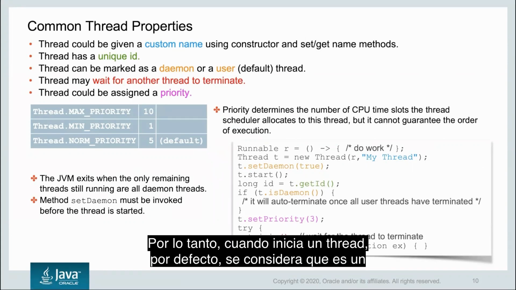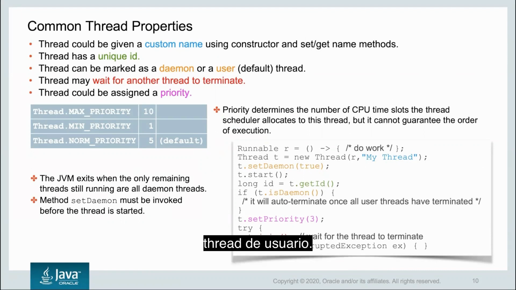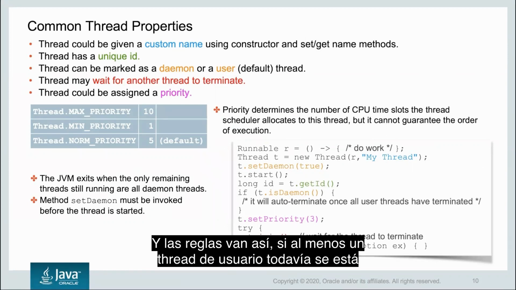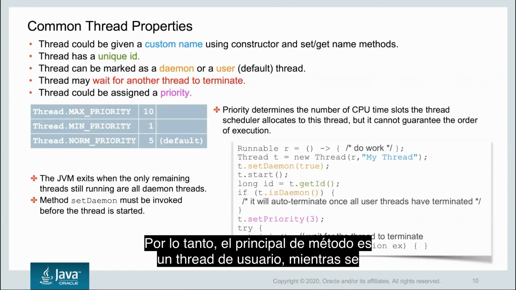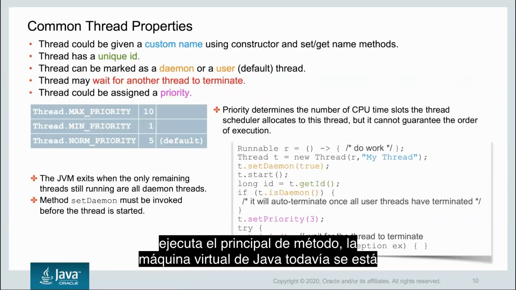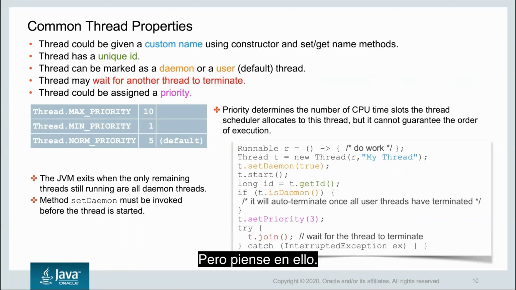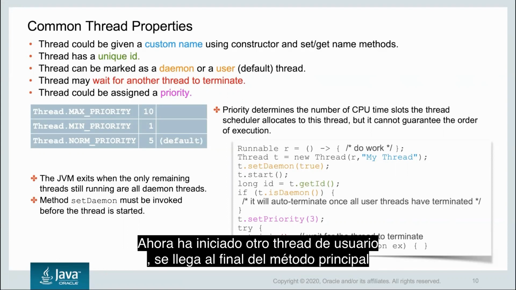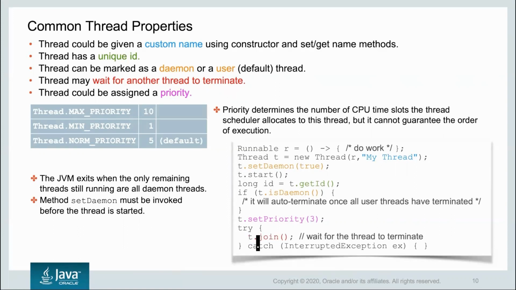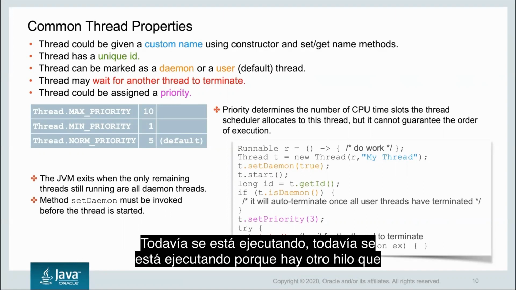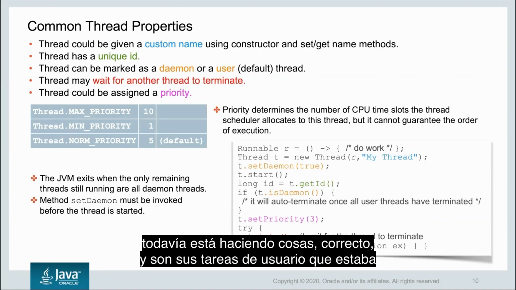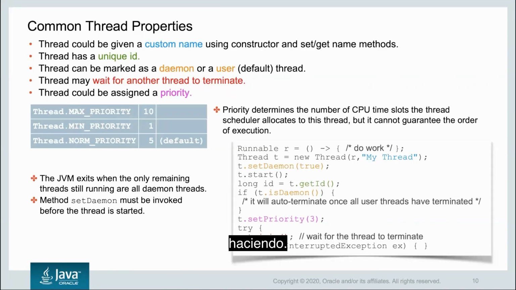Okay, so when you launch a thread, by default, it's considered to be a user thread. And the rules go like this. If at least one user thread is still running, then the overall Java virtual machine must not exit. So your method main is a user thread. Whilst the method main is running, your Java virtual machine is still running. But think about it. Now you launched another user thread. You get to the end of the main method. That's it. You got to the end. But your Java virtual machine does not exit. It's still running because there's another thread that's still doing stuff, right? And, you know, it's your user tasks that you're doing.